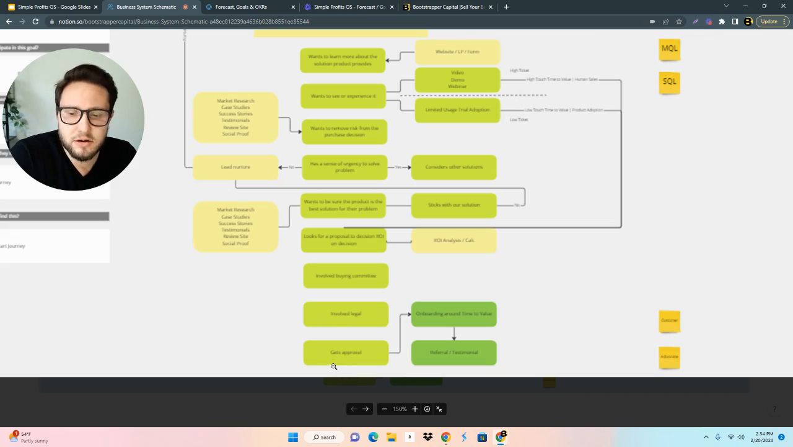You get past legal, now you're going to go to the final approval. They have the buy-in, right? So you wanted to make sure that budget was already available. If they have budget and they have approval, everything works out at this stage. Now they decide to sign. You just got yourself a new client. Now it's time for onboarding. Onboarding is all about time to value, right?